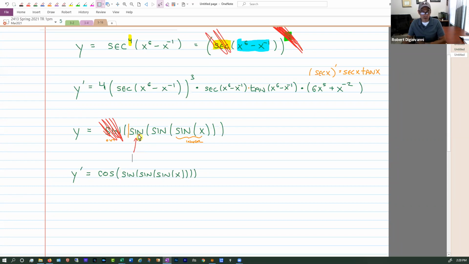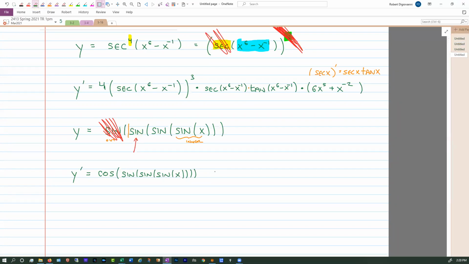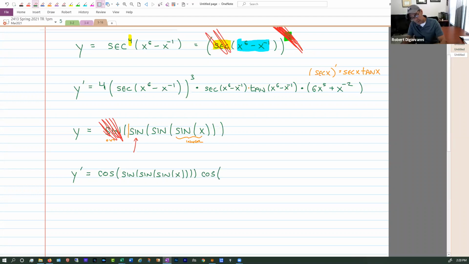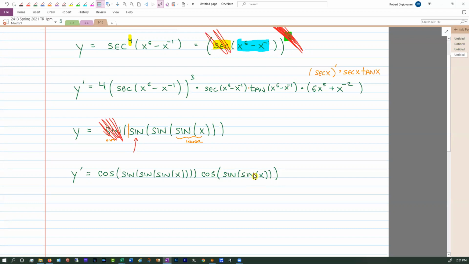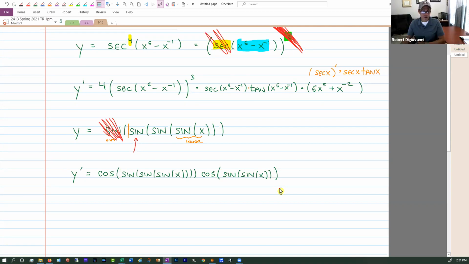What's the derivative of sine of something, Claire? Cosine. Okay, and what's going to go inside of that? Sine of sine of x, right? So these two sines are going to go inside. The number of parentheses facing this way has to be equal to the number of parentheses facing this way. So I have 1, 2, 3 faced one direction, so 1, 2, 3 there. Oh, I see. Ready to keep going? Sure.